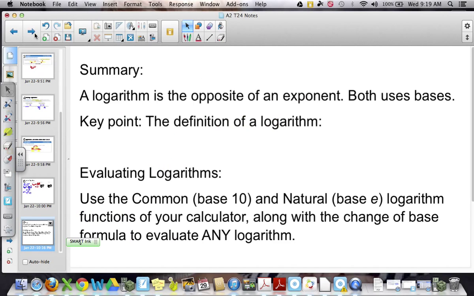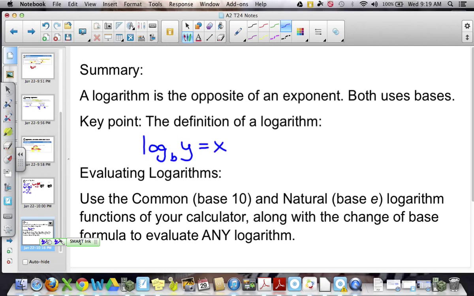All right, to wrap up, here's the summary. First of all, the definition of a logarithm is the opposite of an exponent. Both use bases. The key point is that log base b of y is equal to x if and only if b to the x equals y. So you can go back and forth between these two expressions. If you have this type of expression, you can rewrite it as that, or vice versa. This definition goes both directions.